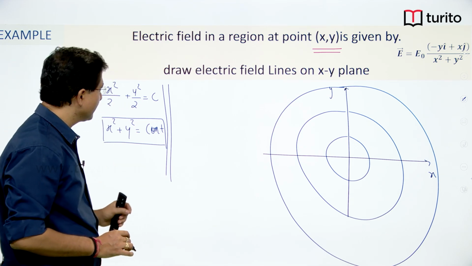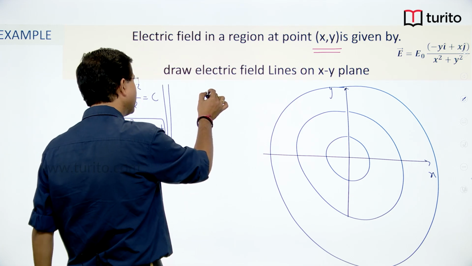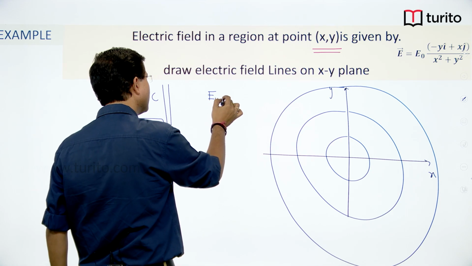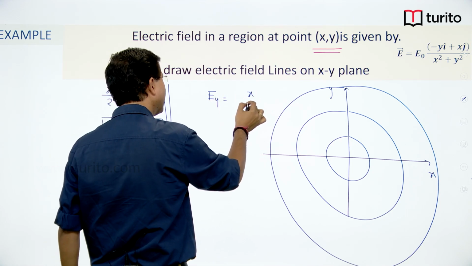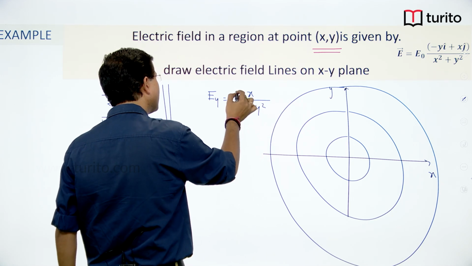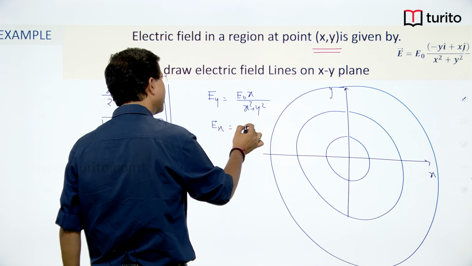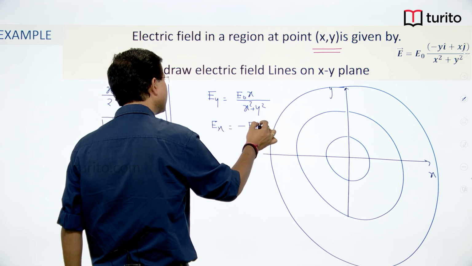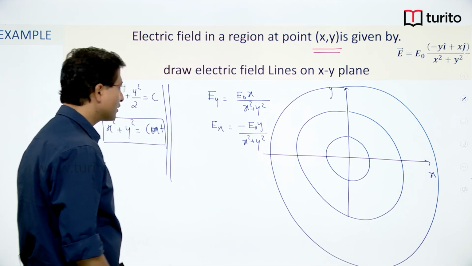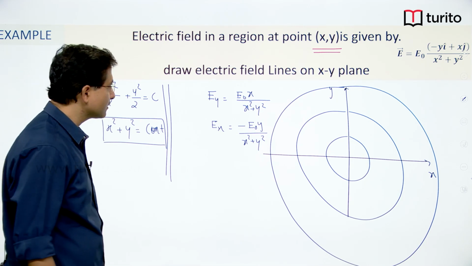Now the direction of the field line. You can see that the y component is E naught x divided by x square plus y square, while the x component that we are writing is minus E naught y divided by x square plus y square, because we are talking about the field, and the field will have direction. So, let us find out the direction.